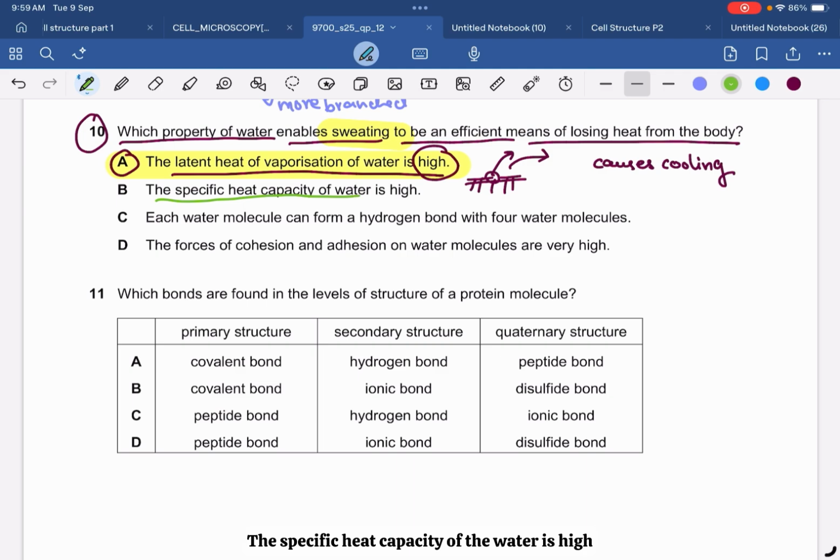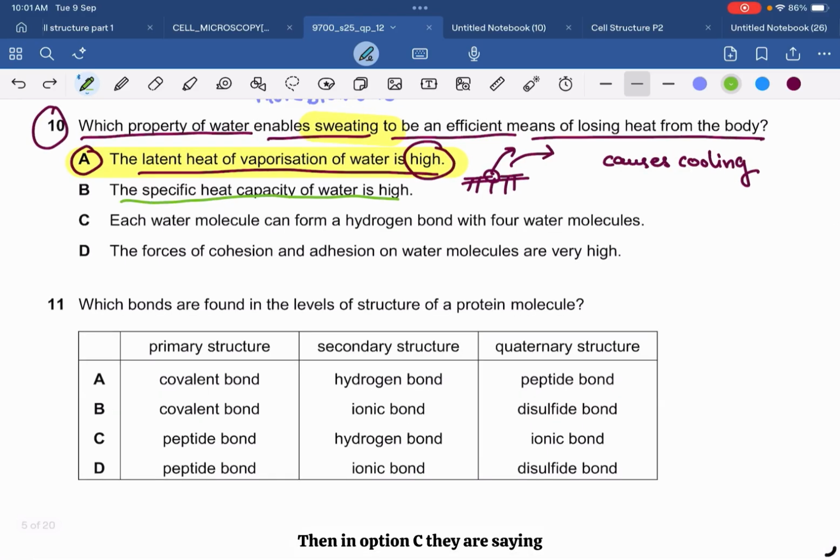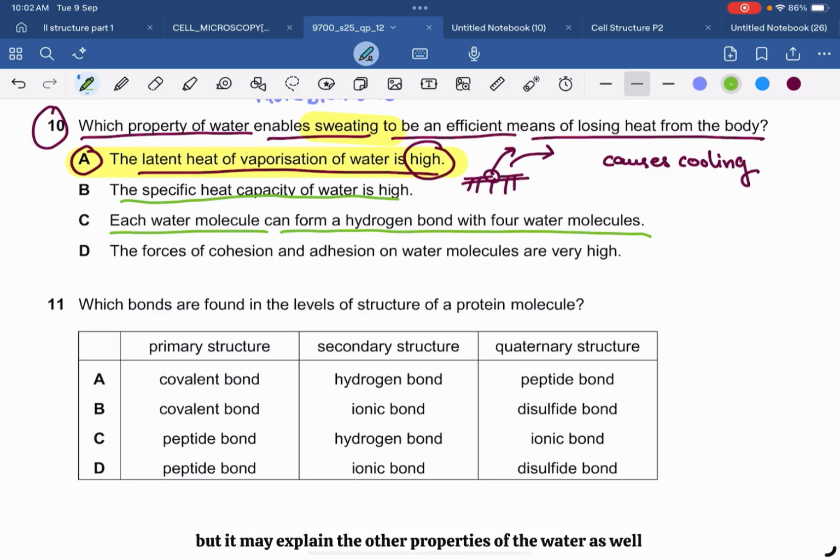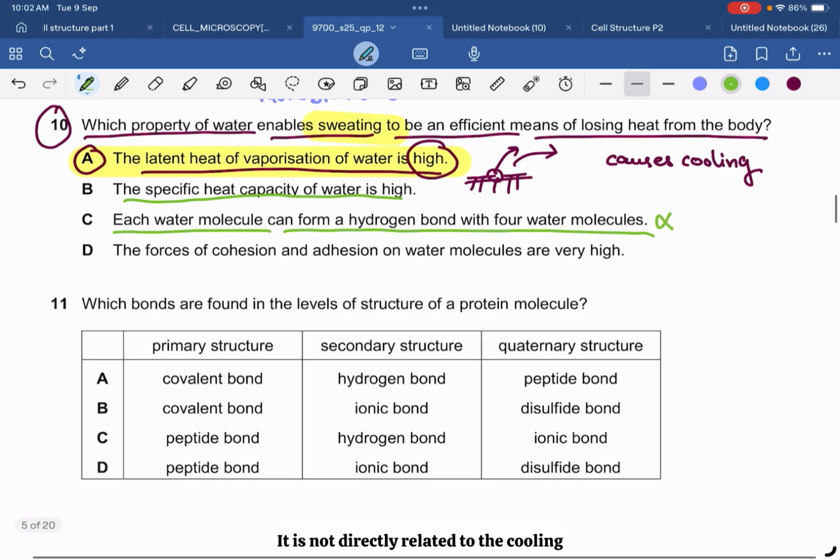The specific heat capacity of the water is high. This property of water is correct, yes, the specific heat capacity of water is high, but it regulates the temperature. It helps regulate the temperature, but it is not directly relevant to sweating or the cooling mechanism, right? Then in option C, they are saying that each water molecule can form a hydrogen bond with 4 water molecules. This statement is correct, but it may explain the other properties of the water as well. It is not directly related to the cooling.